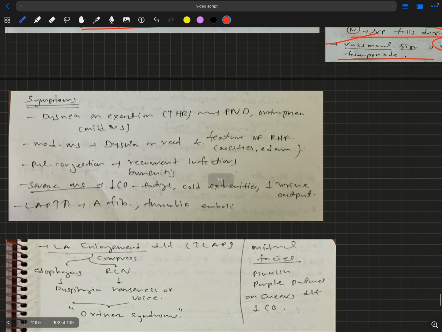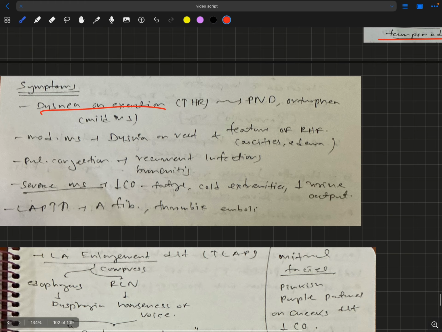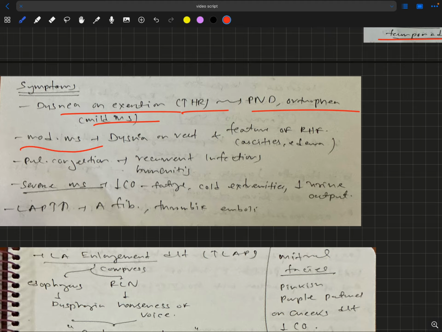So what are the symptoms of mitral stenosis? Dyspnea on exertion is the first symptom. An increase in heart rate leads to shortened diastole, so more blood accumulates inside the left atrium and is shunted into the lung. That will lead to dyspnea or paroxysmal nocturnal dyspnea. Mild MS is asymptomatic at rest but presents as dyspnea on exertion. Moderate MS has dyspnea at rest.